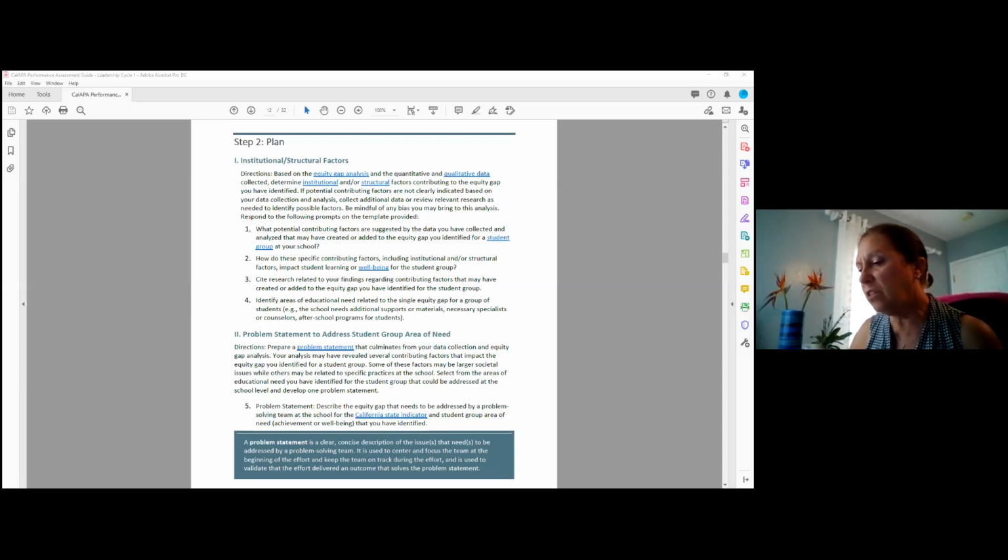If potential contributing factors are not clearly indicated based on the data collection, collect more data, ask more questions, and try to get to the bottom of what could be producing an equity gap. And review the relevant research. Many of these equity gaps are tied to research that's been conducted for years, and there may be some insights the candidate can gain by taking a look at that literature around an identified equity gap.